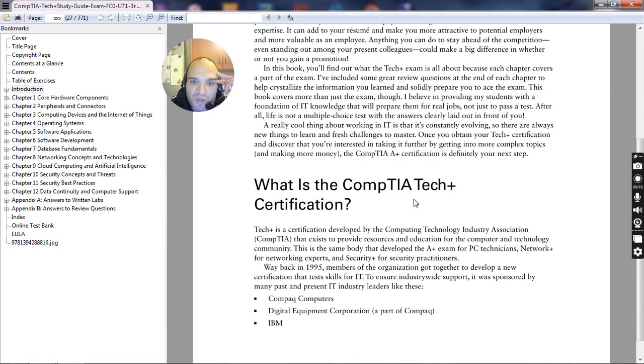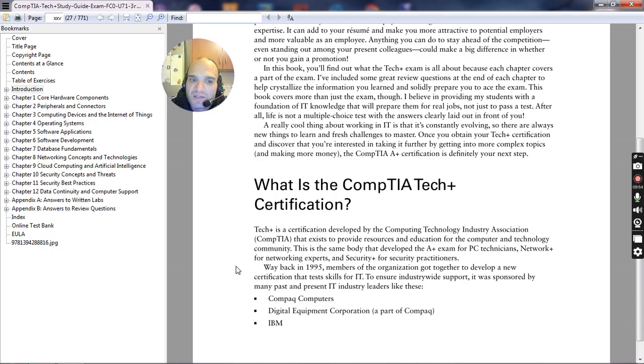What is a CompTIA Tech+ certification? Tech+ is a certification developed by the Computing Technology Industry Association, or in short, CompTIA, that exists to provide resources and education for the computer and technology community. This is the same body that developed the CompTIA A+ exam for PC technicians, Network+ for networking experts, and Security+ for security practitioners.